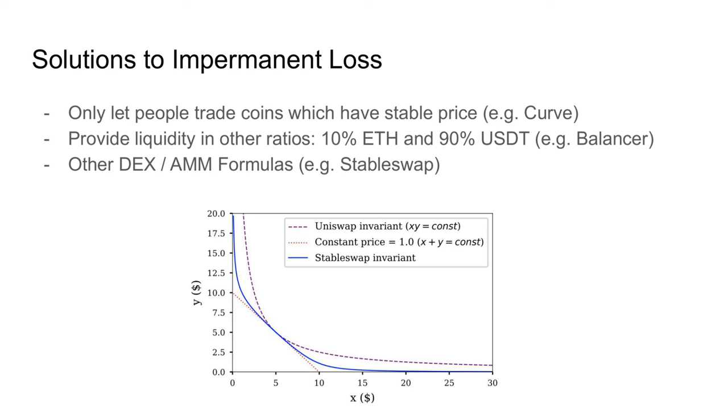So your original XY equals to K, the Uniswap V1 curve, is the purple curve. If you use a constant price, it's the red curve. But you can see the stable swap is like this. And you can see that the gradient of the stable swap formula is a lot more constant near these regions, right? Only when you move to the extreme ends does the price really start to get quite extreme. So those are solutions.